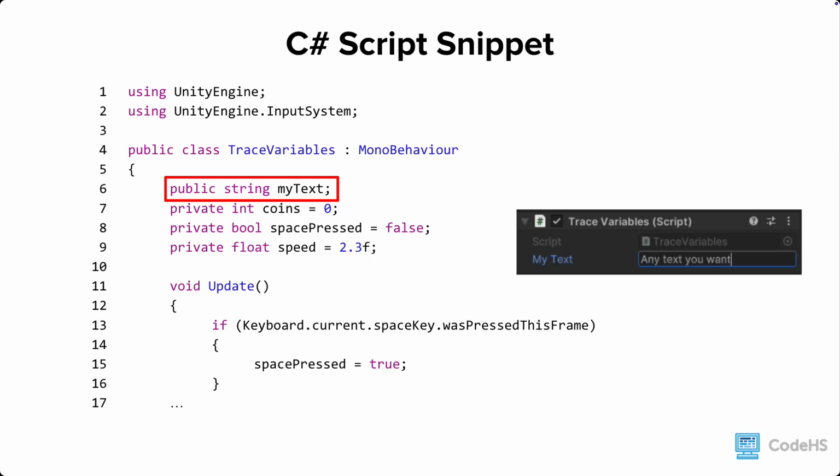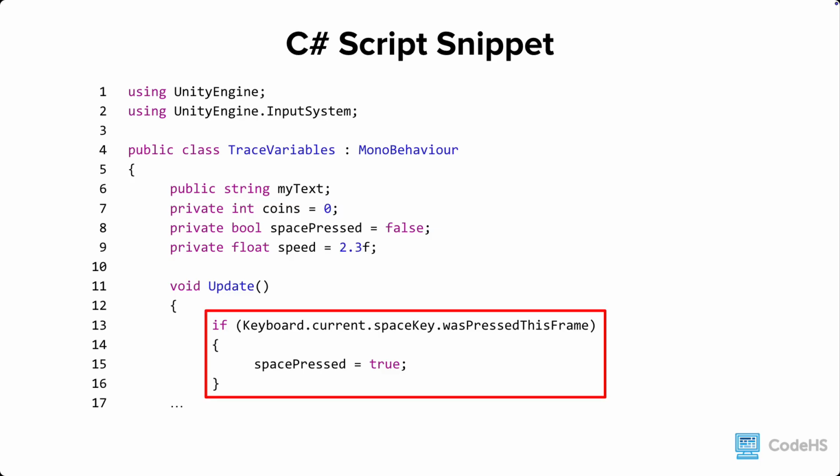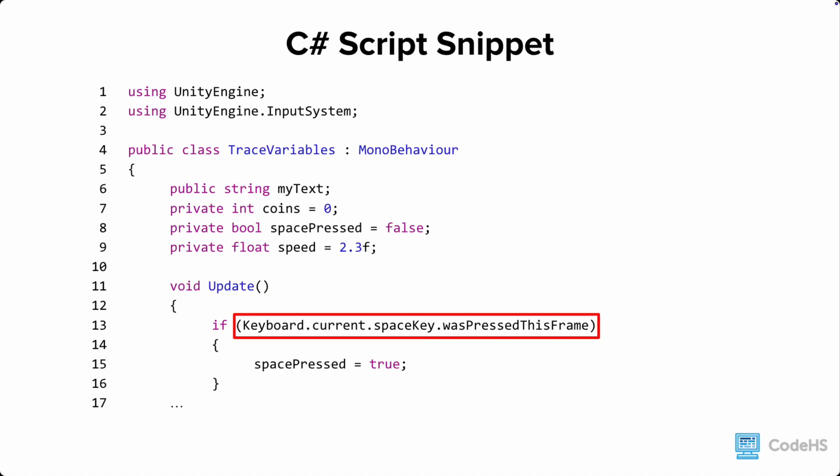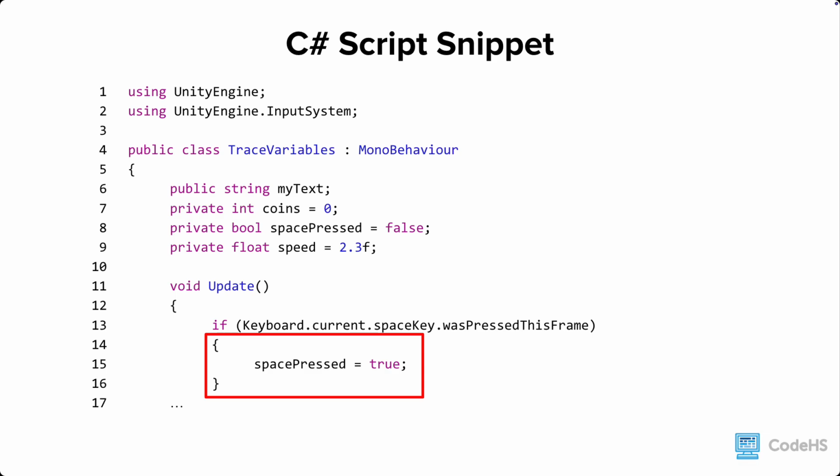This allows designers and developers to change the string's value directly from the inspector without needing to open up the script. In this example, we can also see a new type of code called an if statement within our update function. An if statement will check the value of what is within the parentheses. And if it's true, we'll execute whatever is placed within the curly brackets. In this case, we are checking whether the player has hit space on their keyboard. If they have hit space, we change the Boolean variable space pressed from false to true.